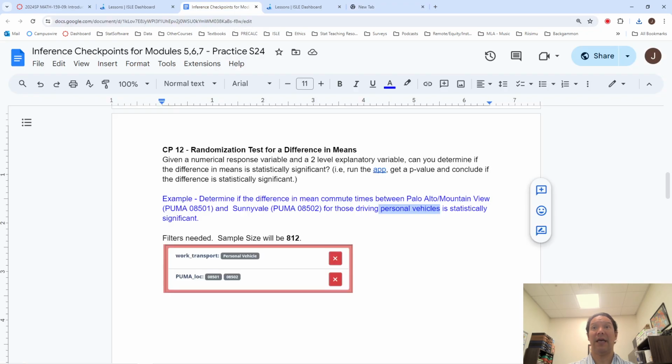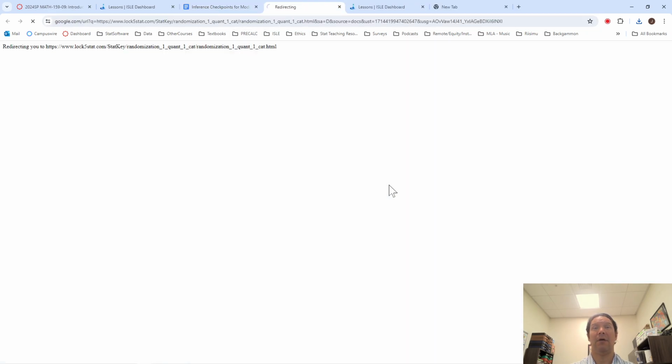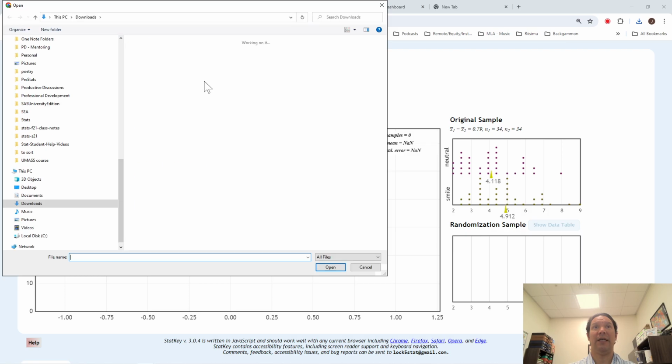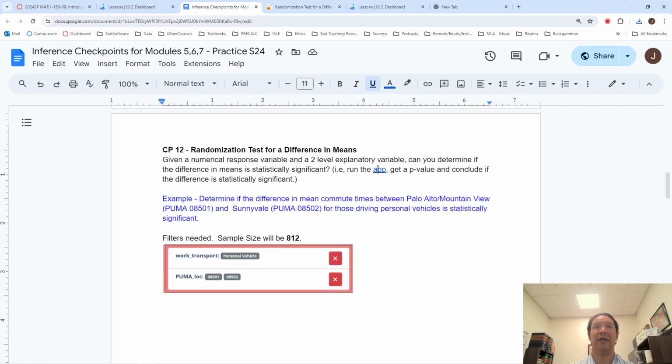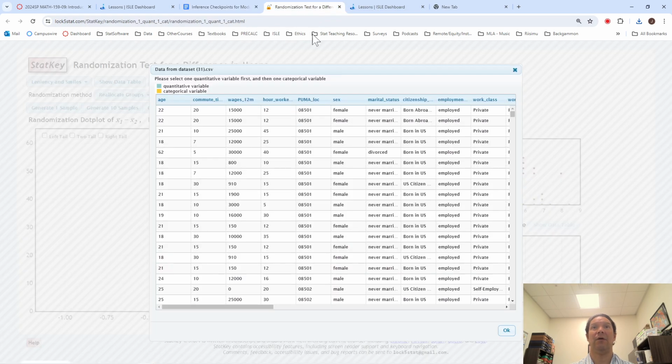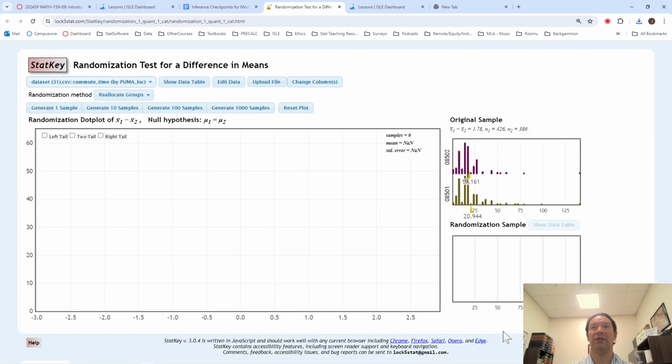I'm going to again go to the app, and I'm going to upload my data, and I'm going to select my quantitative variable, which we'll go back to the problem. I know I was kind of quick here, but we're seeing if the mean commute times differ. So we're looking at commute times between these two locations, Palo Alto Mountain View and Sunnyvale. So I'm going to now select my quantitative variable, which is commute time. Let me reset these, commute time. And then my categorical is the Puma location.